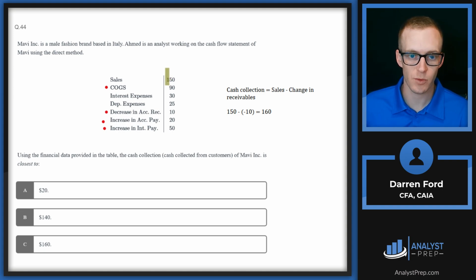So we've got sales of 150. And then our decrease in accounts receivable is 10, which means that we collected an additional $10 from last time. So we're going to do 150 minus that negative 10. So this nets out to a positive, and we add that in, we get 160.